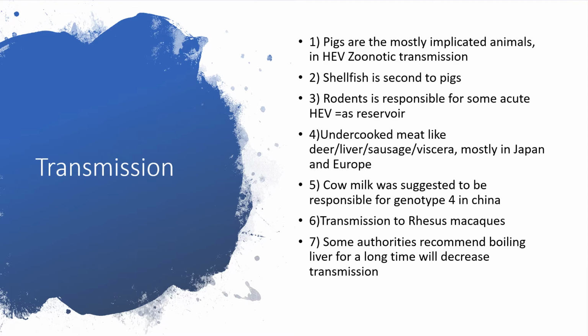Rodents are not ruled out because they serve as reservoir. Undercooked beef, like there, visceral, sausage will be the route, mostly in Japan and Europe. Cow milk was suggested to be responsible for genotype 4 transmission in China. Transmission to rhesus macaque has also been recorded. Some authorities recommend boiling liver for a long time, and that is expected to decrease transmission.